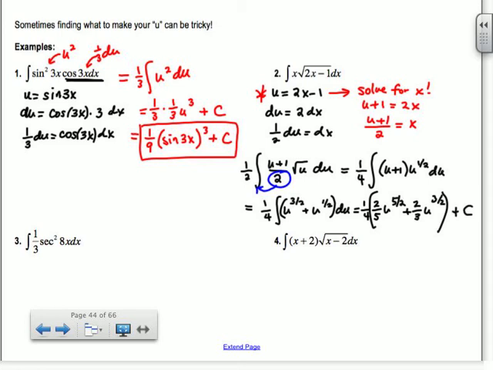So 1/9 sine of 3x cubed plus c. You can write the cubed right next to the sine part too if you want. It doesn't matter. That's it. Yep, not bad.